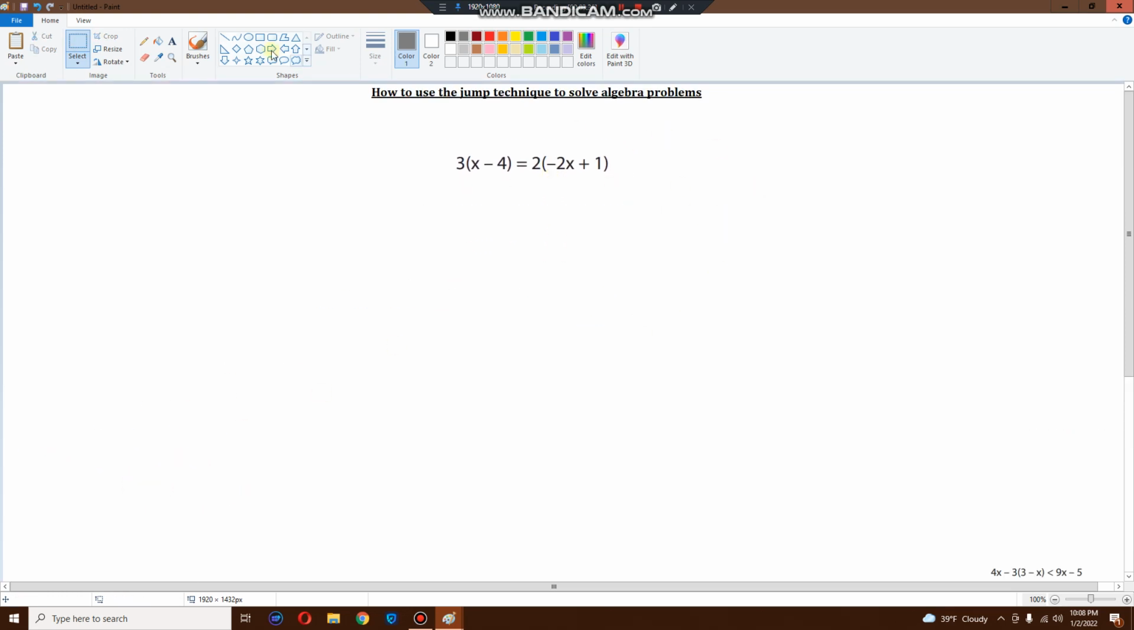Here we go. Let's try this out, okay? It's a fairly straightforward middle school problem. So we got 3x minus 4, 2 minus 2x plus 1. Step number 1, distributive property.